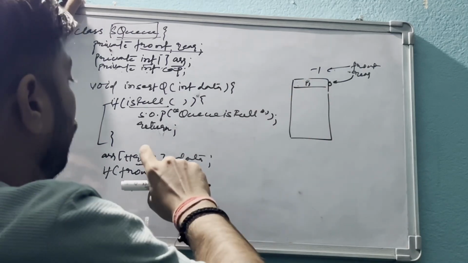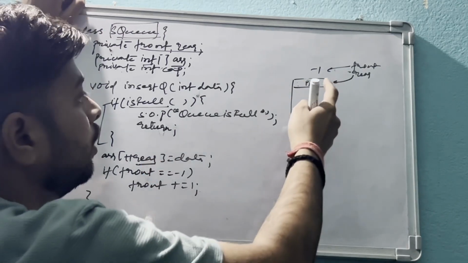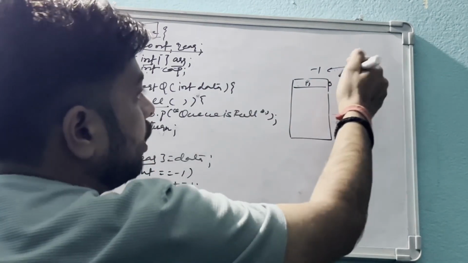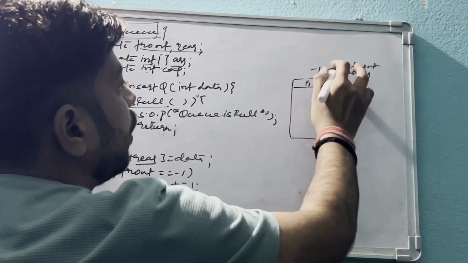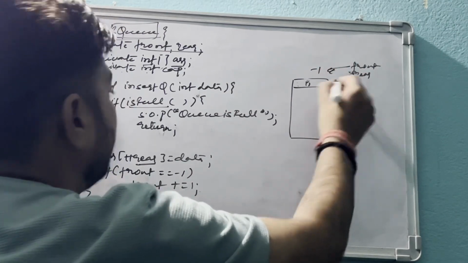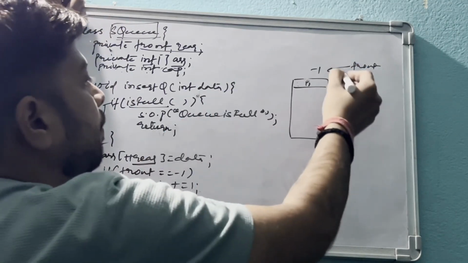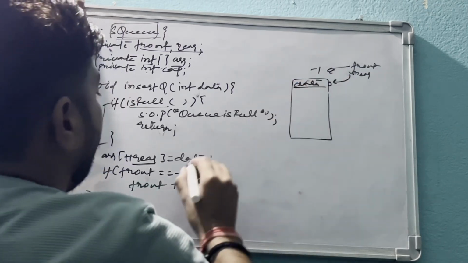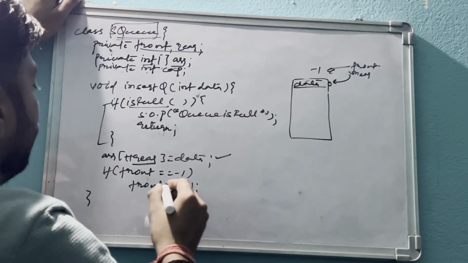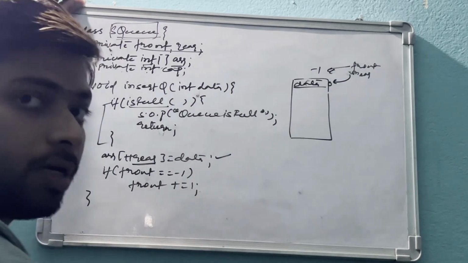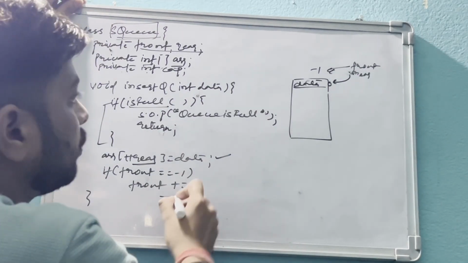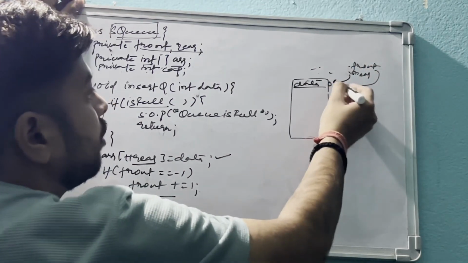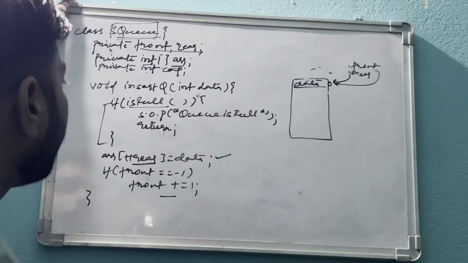Let's say I need to insert the value in this case. Then firstly rear will be pointing to this one. Now I will increment rear, incremented. We'll put the value data here, and this part is done. Now we'll check if this is the first element we are inserting. We'll increment the front as well. This is the first element we are inserting. That's why we need to point the front to this one as well.